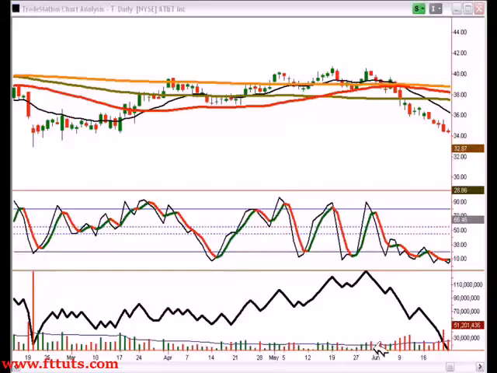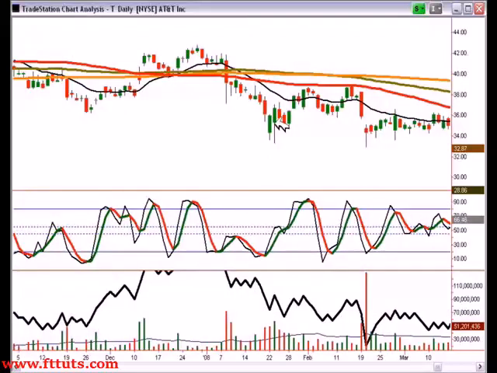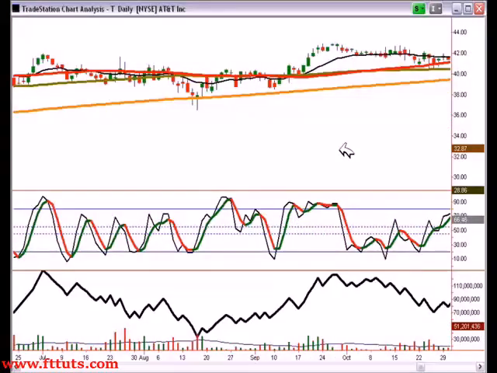The volume is just ridiculously puny. There's no strength here. There's 30,000 or 30 million. But comparatively, look what we had over here. When we got a real move, look how high we got. Okay, when price really moved.